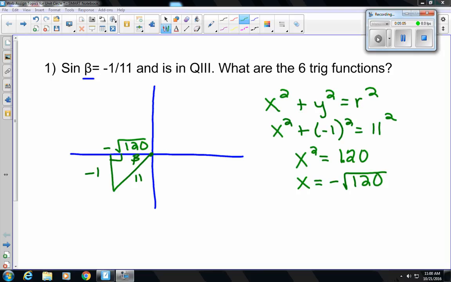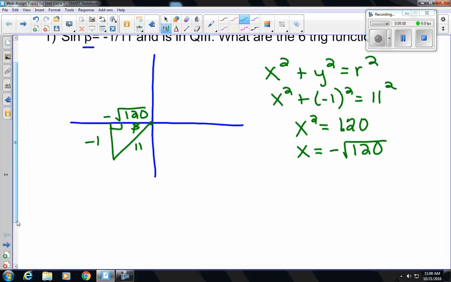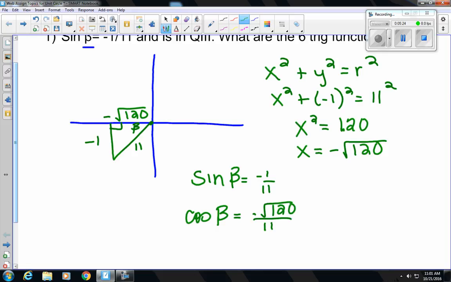All right, so then we pull out the trig functions. And we say the sine of beta, we already knew, they gave it to us. It was negative 1 over 11. The cosine of beta is negative square root of 120 over 11. And the tangent of beta is negative 1 over negative square root of 120. So it's y over x, and so a negative over a negative would be positive, so it would be 1 over the square root of 120. Now, you certainly could rationalize, and you certainly could reduce that radical, but you don't have to.